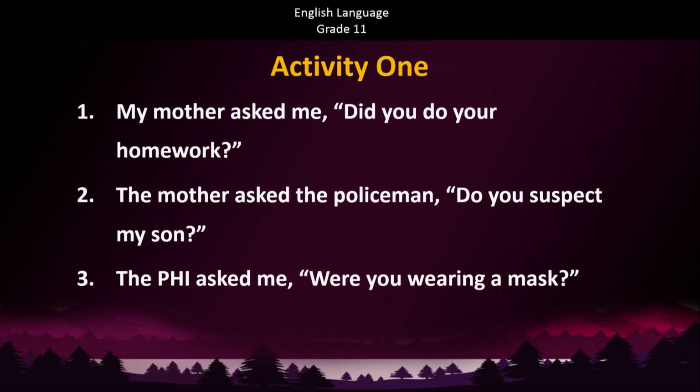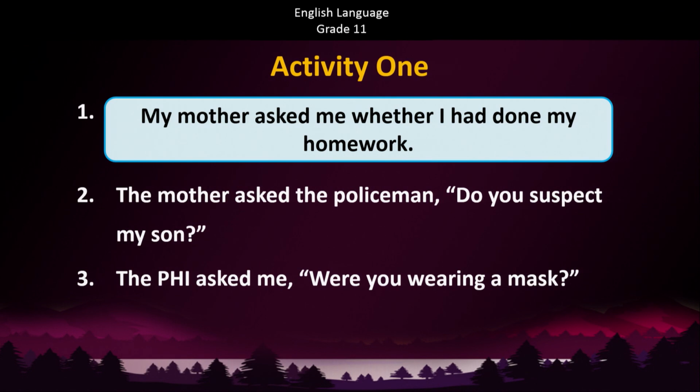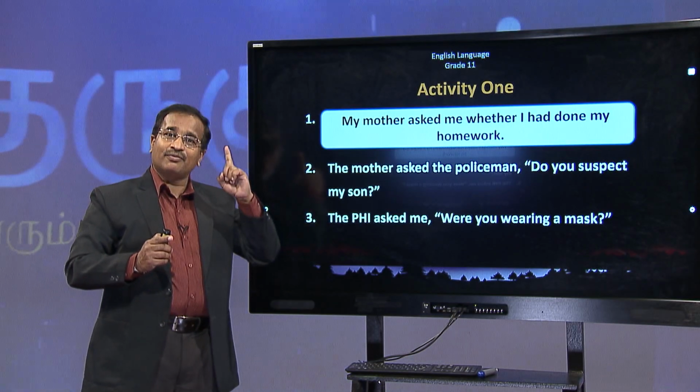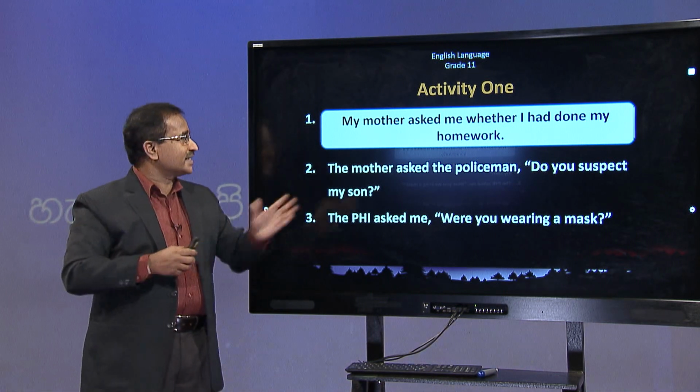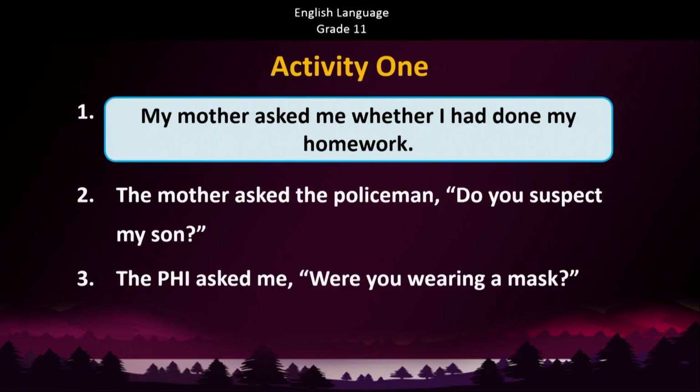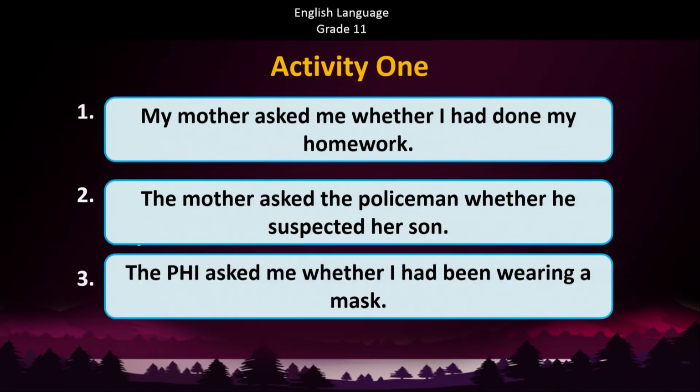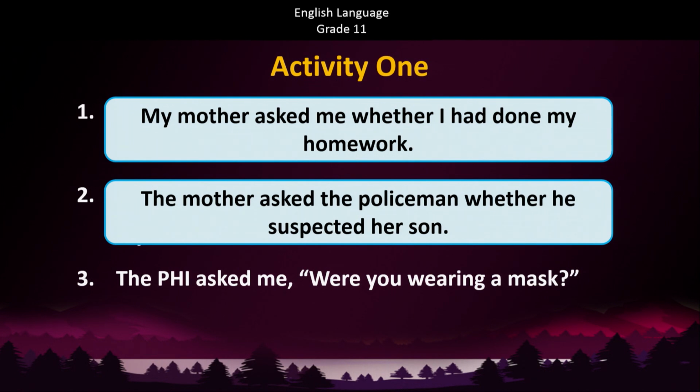Okay, fine. A small activity. So, you can see whether you can do this activity. My mother asked me, did you do your homework? What is the answer? My mother asked me whether I had done my homework. Okay, the changes in the tenses remain the same. You have to follow the rules that we have already told you, right? The second one, the mother asked the policeman, do you suspect my son? The mother asked the policeman whether he suspected her son. Okay. The PHI asked me, were you wearing a mask?